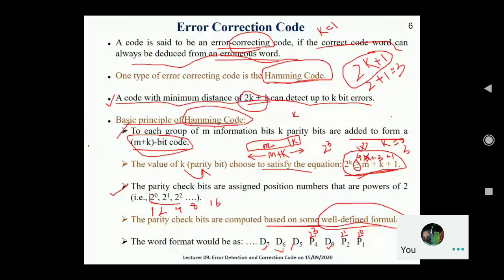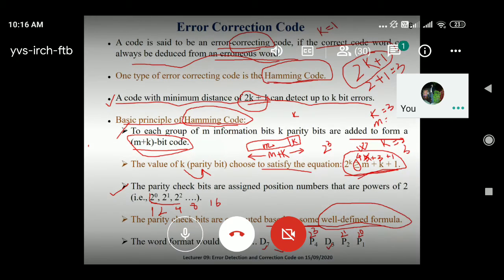So what happened here? How many parity bits are we using? We are using k equal to 3 parity bits. And if we are using 3 parity bits, how many message bits are there? M equal to 4.